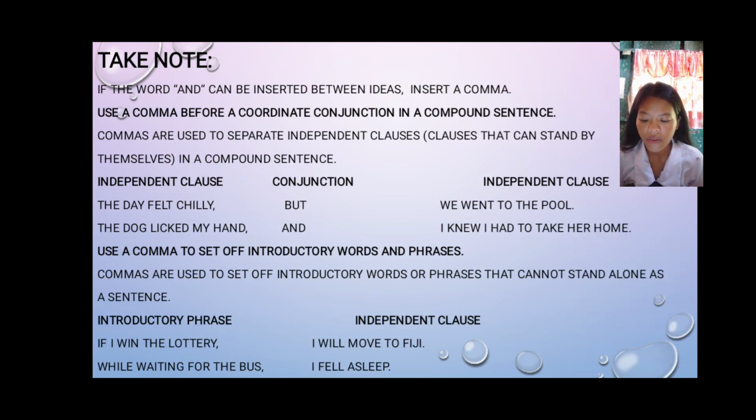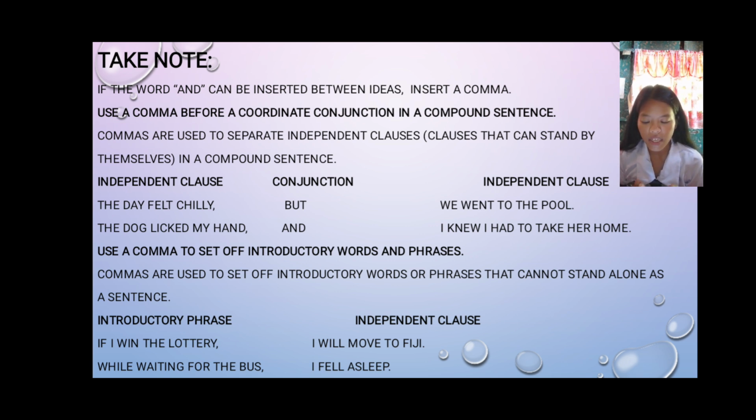Take note, if the word "and" can be inserted between ideas, insert a comma. Use a comma before a coordinate conjunction in a compound sentence. Commas are used to separate independent clauses, clauses that can stand by themselves, in a compound sentence. Independent clause: The day felt chilly. The conjunction: but. The independent clause: we went to the pool. The dog licked my hand, and I knew I had to take her home.